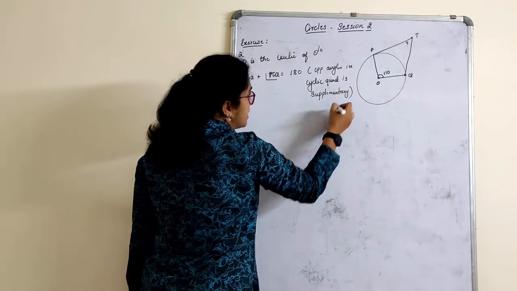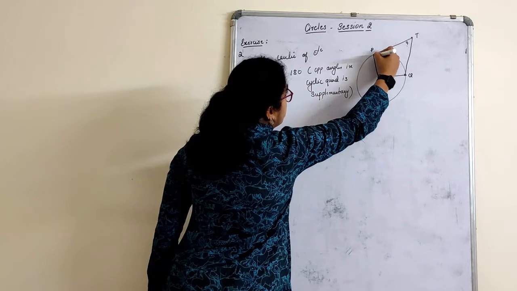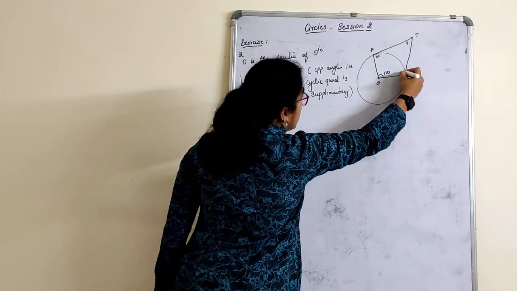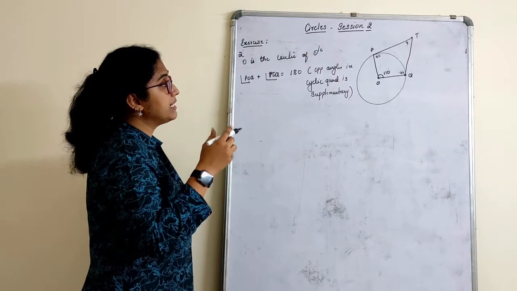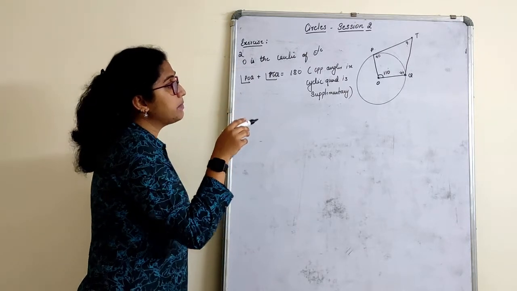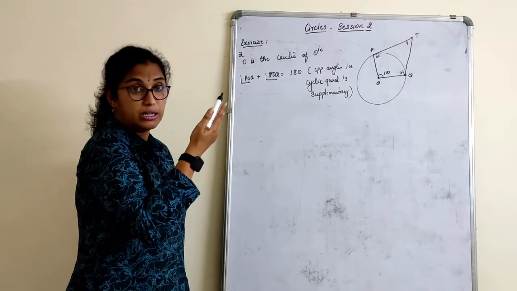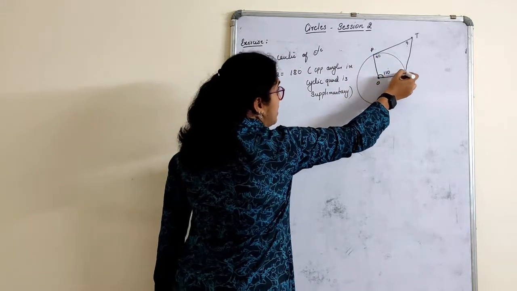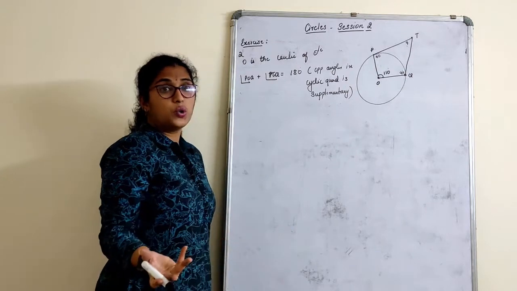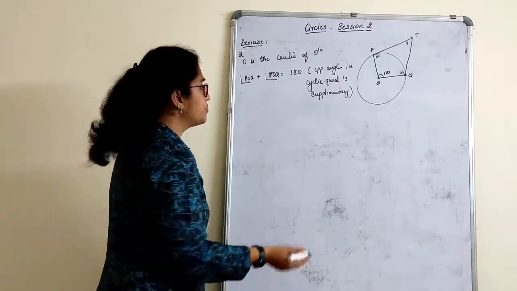You know what is another method, children? This is 90. What is this? 90. Why? Tangent radius theorem. So 110 plus 90, plus 90 again, 180. It became a quadrilateral. By the angle sum property of a quadrilateral, 90 plus 110 plus 90 plus this angle is equal to 360. One and the same thing, whichever you do.